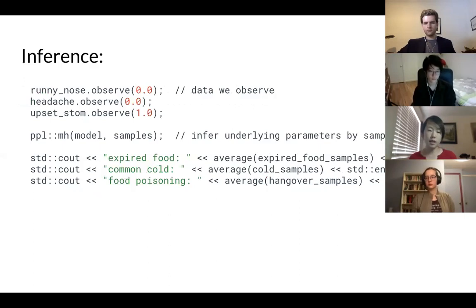And lastly, we perform inference. So we observe that we don't have a runny nose, that we don't have a headache, but that we have an upset stomach. After observing this real-world data, we can then perform inference on the underlying parameters by sampling using one of our algorithms. From our algorithms, then we can average the samples that the algorithm provides to try and get the resulting probabilities.